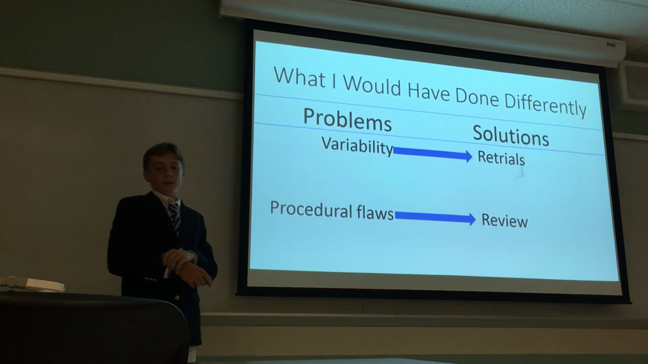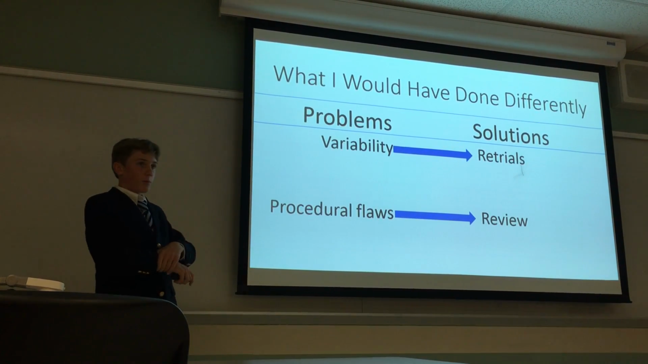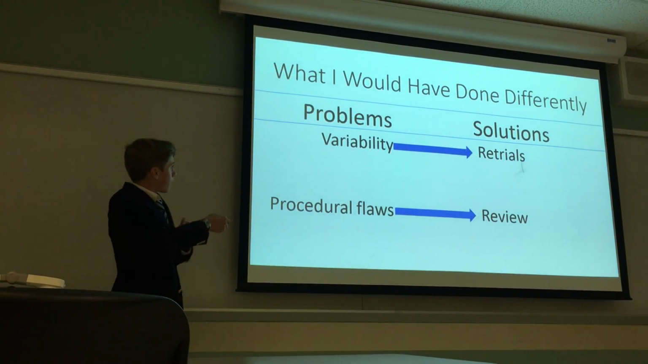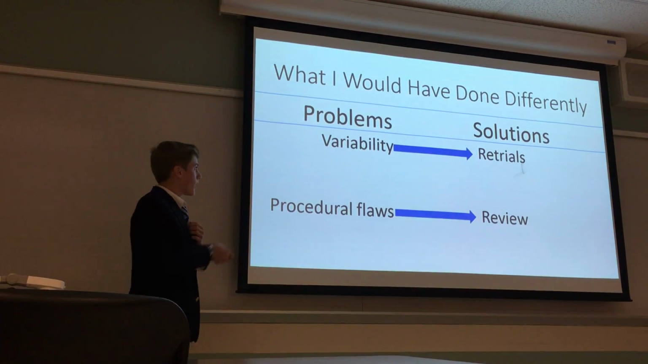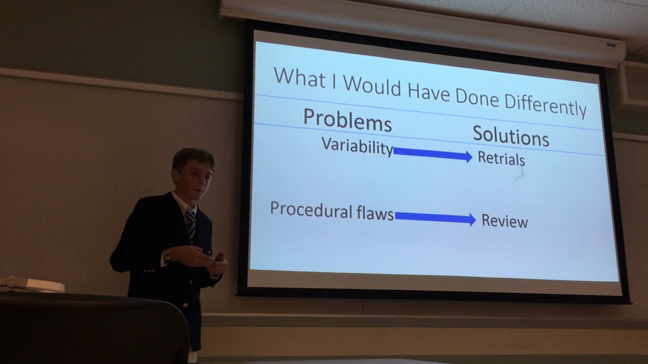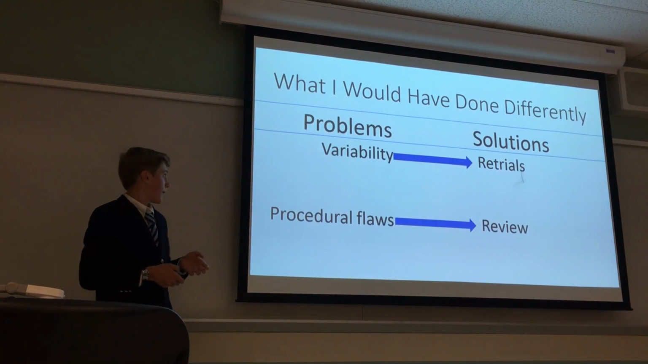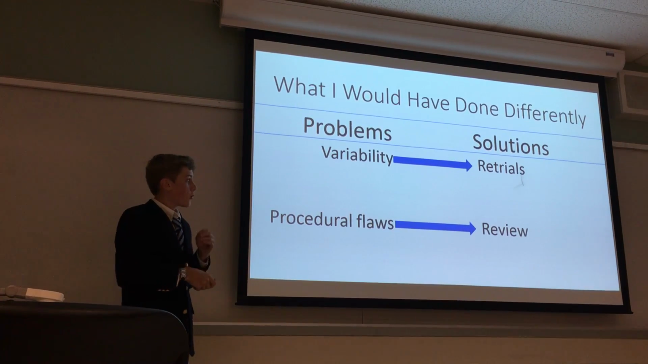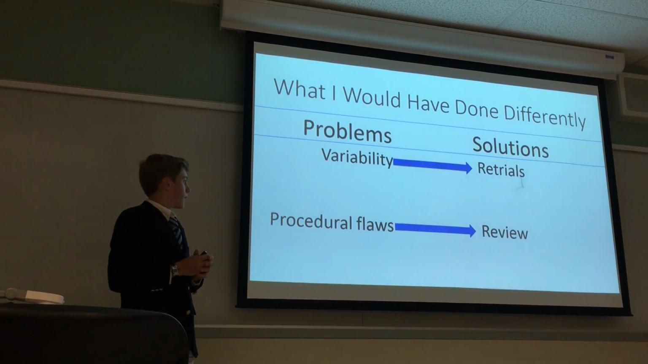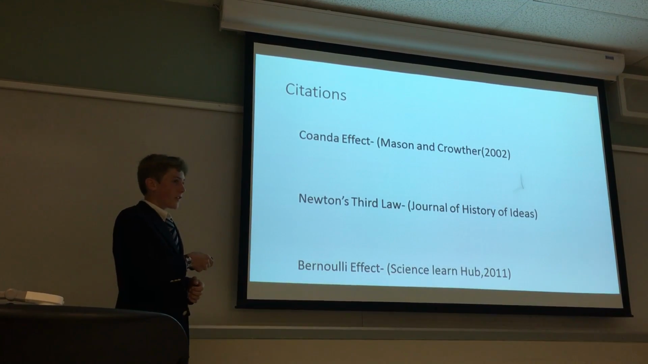What would I have done differently? If I was to redo this experiment, I first off would have gotten rid of some of the variability, for example trials 2 and 10, by doing retrials and redoing parts of my experiment which were obviously flawed. I would have gotten rid of procedural flaws, like the angle of attack, as I mentioned earlier, with review over my experiment. These are my citations.